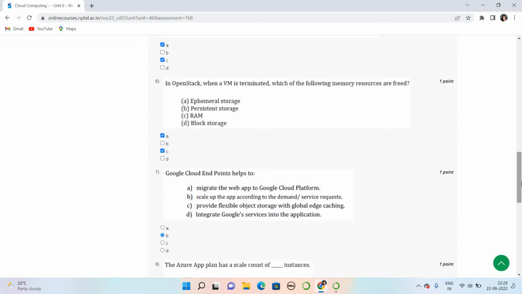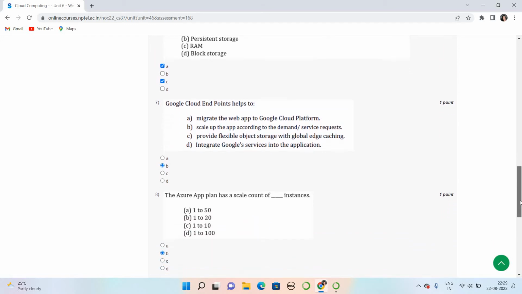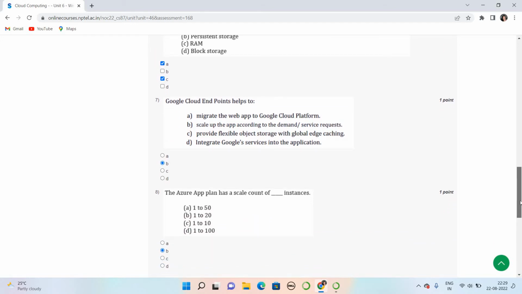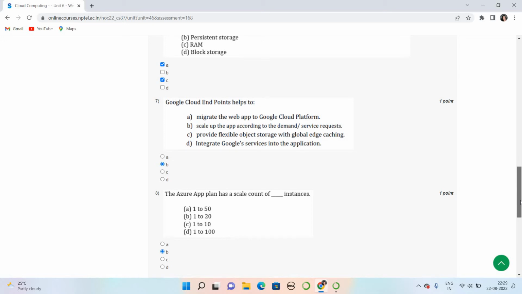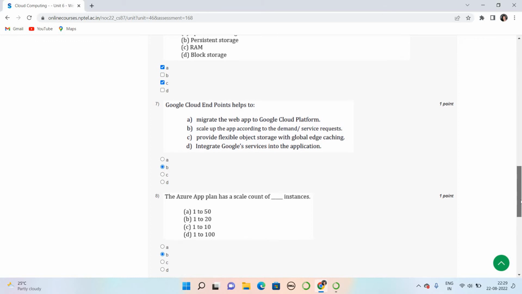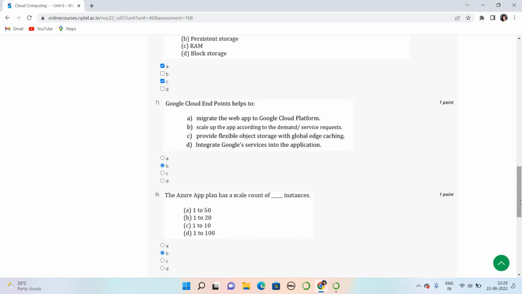And coming to question number 7. Google Cloud Endpoint helps to provide flexible object storage with global edge caching, migrate the web app to Google Cloud Platform and scale up the app according to the demand service request, provide flexible object storage with global edge caching, and integrate Google services into the application. Among them, the correct answer is scale up the app according to the demand service request. Option B is the correct answer.